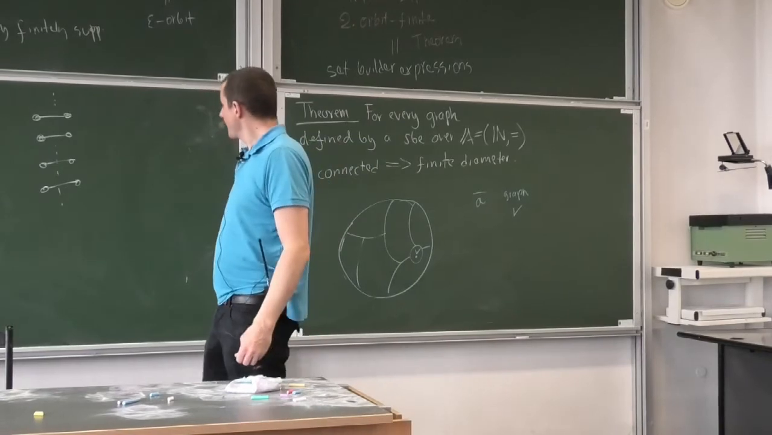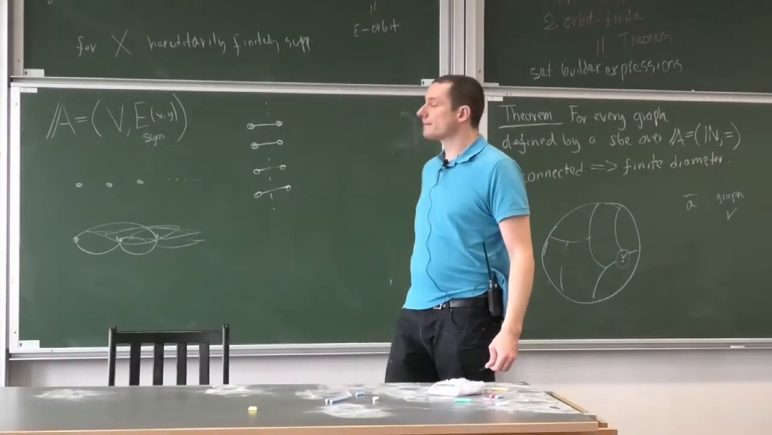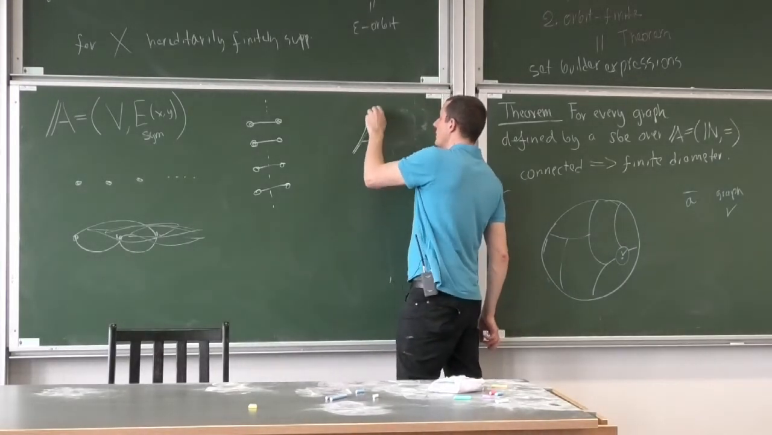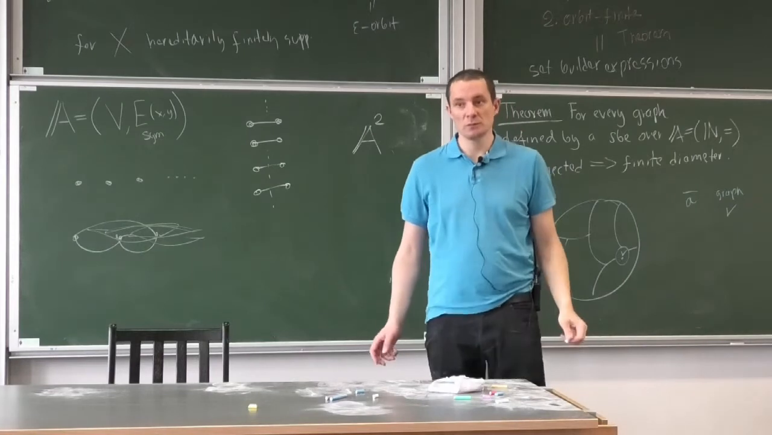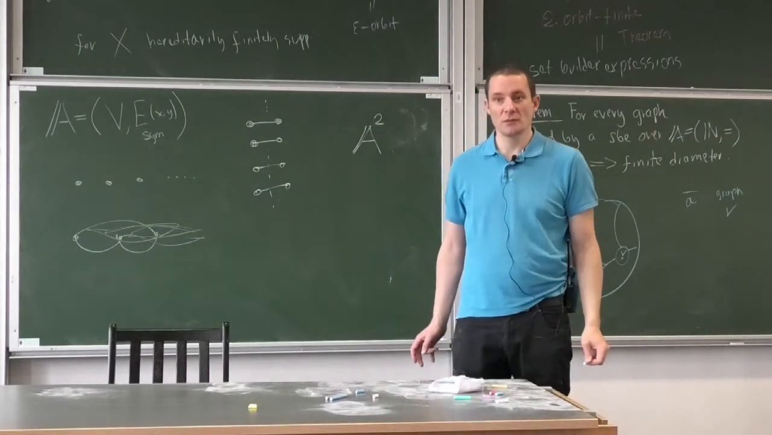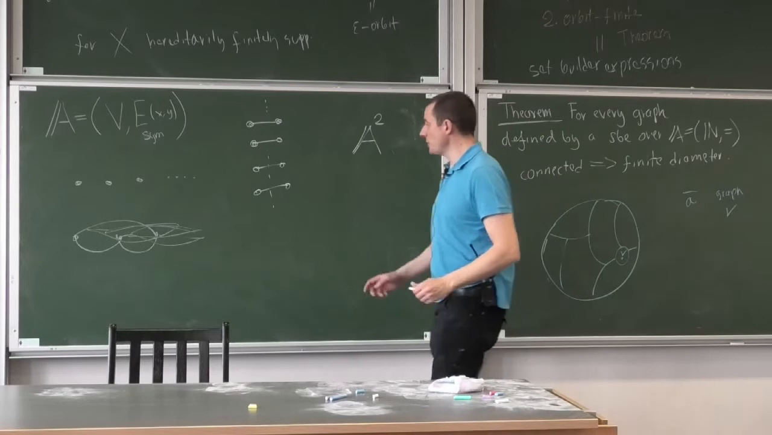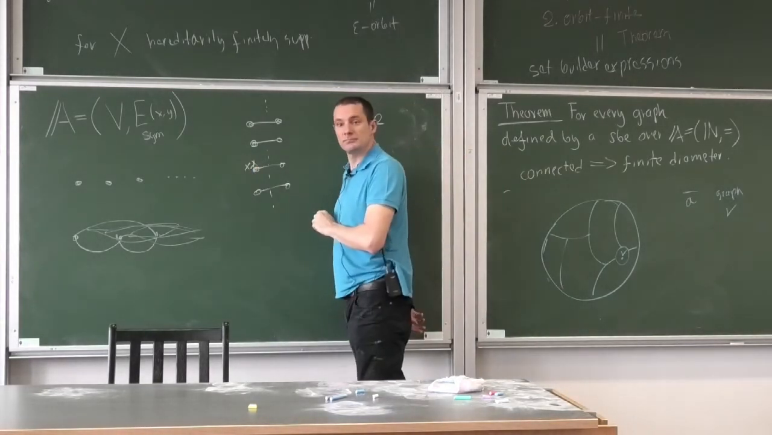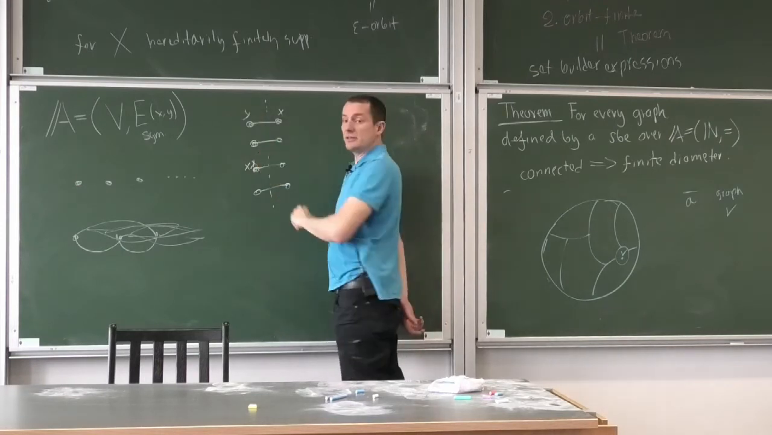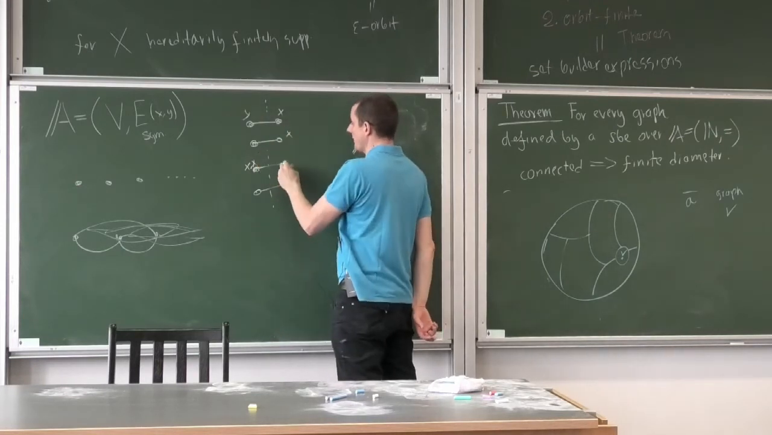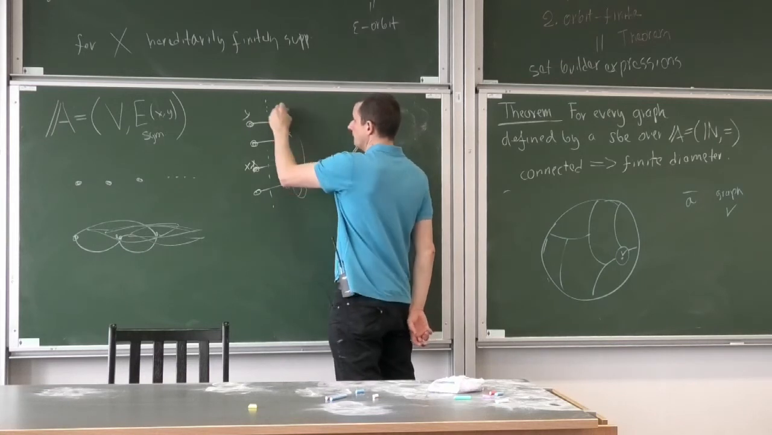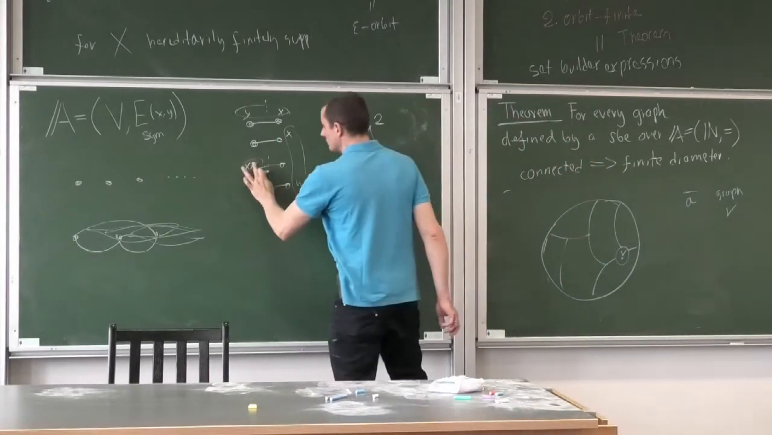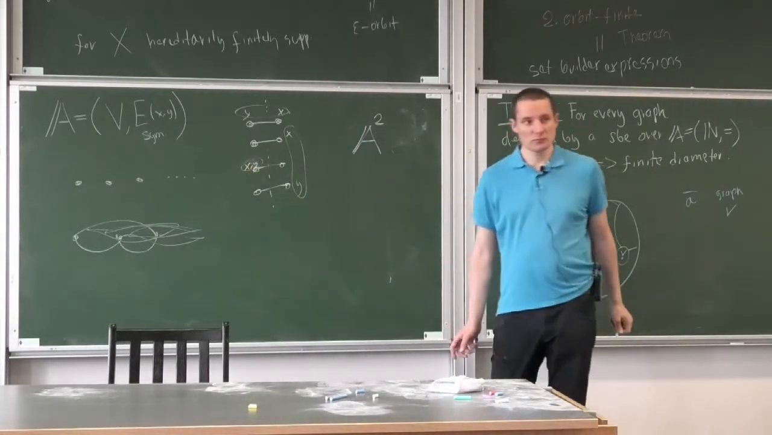So, how many orbits in A squared? Three. You could be equal, you could be like this, or you could be like this. Okay.